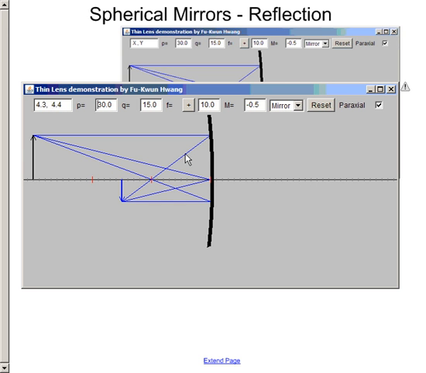Notice that this reflected light ray here and this reflected light ray here actually come to a point and they intersect each other at this location. It's at that location where the reflected light rays intersect that we would find an image of the original object itself.